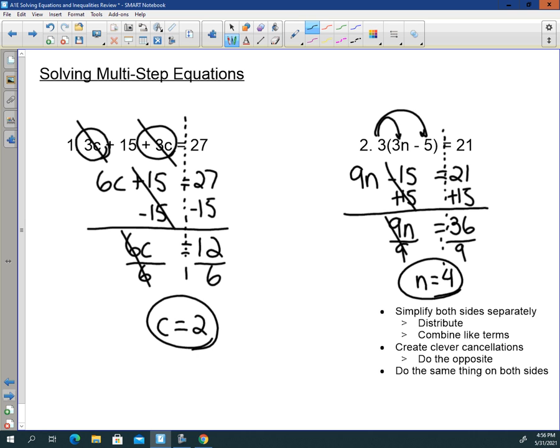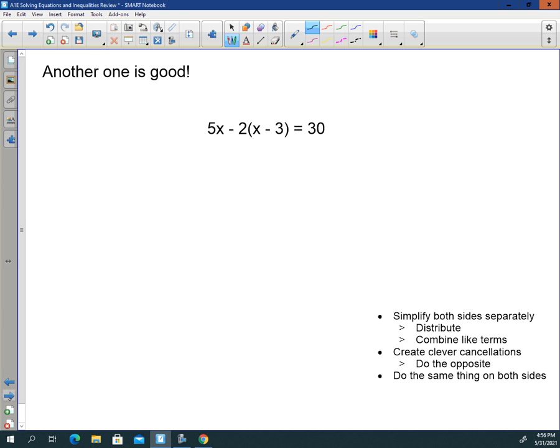So that's multi-step equations, and they can get crazy, so why don't we do another one just so we see that we just keep following the same steps.